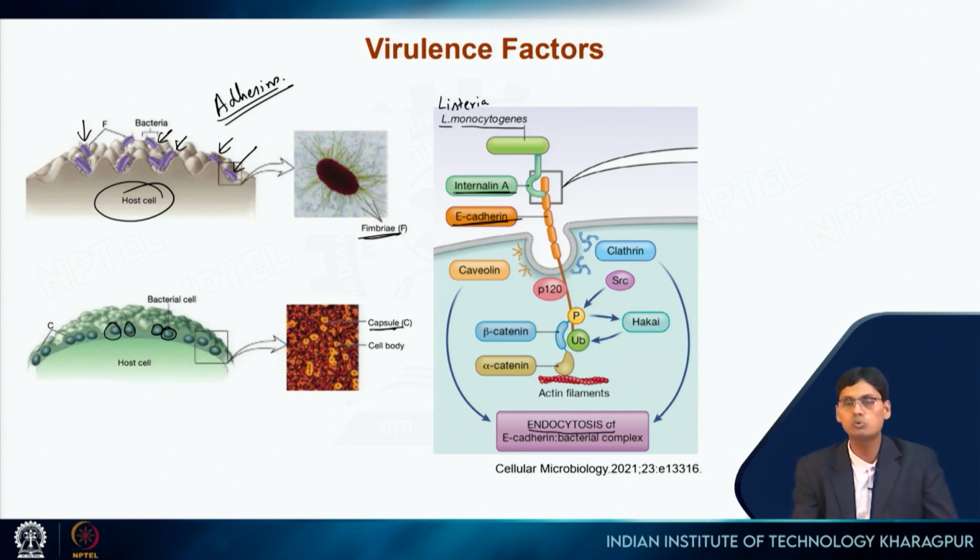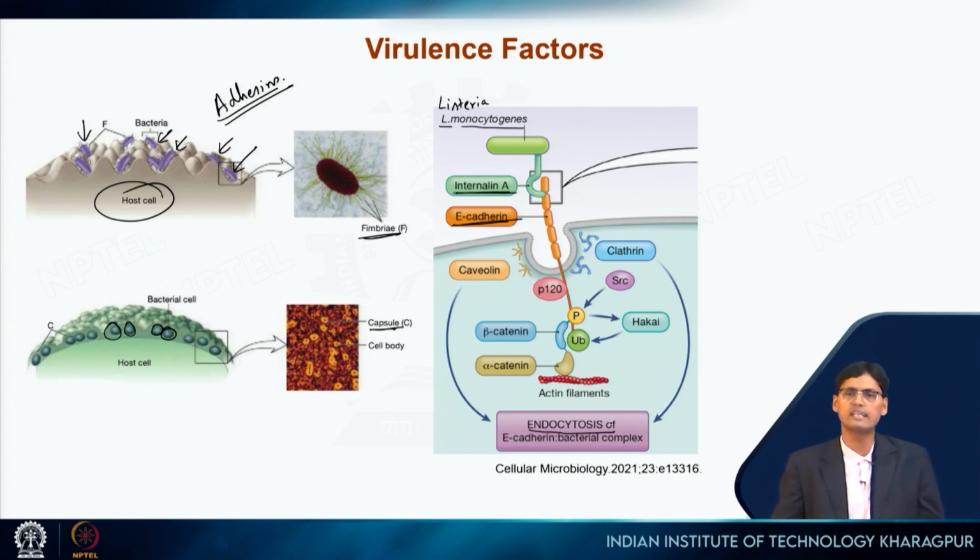I am not going into the detailed signaling procedure, which is not that important here. But what I am trying to say is that this specific interaction between internalin A and E-cadherin drives endocytosis so that the bacterium can come inside the host cell. And as I already mentioned, this bacterium is intracellular. So as a result, the bacterium can multiply and cause problems.